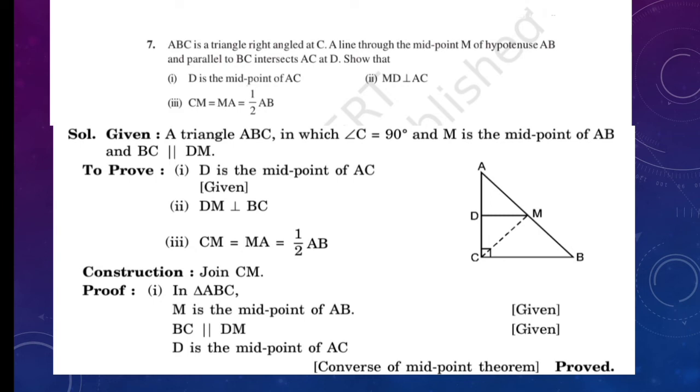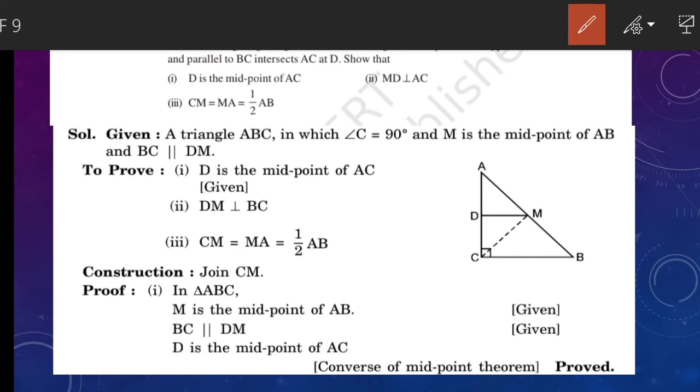Here ABC is a right angle triangle at C. So at C it is 90 degrees. A line through the midpoint M of the hypotenuse AB and parallel to BC intersects AC at D. Show that D is a midpoint of AC, MD is perpendicular to AC, and CM is equal to MA is equal to half of AB. So these three things we need to prove.